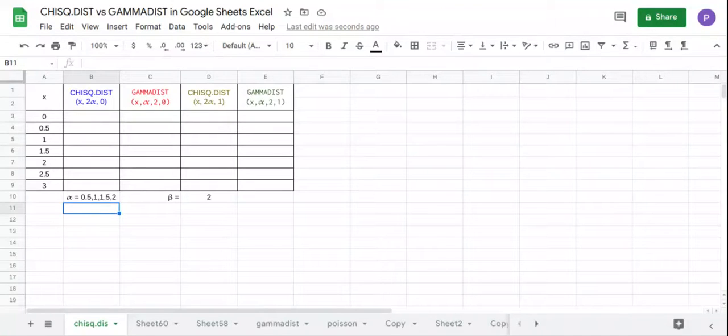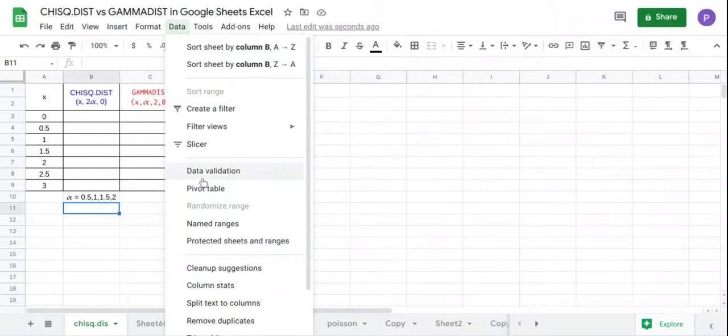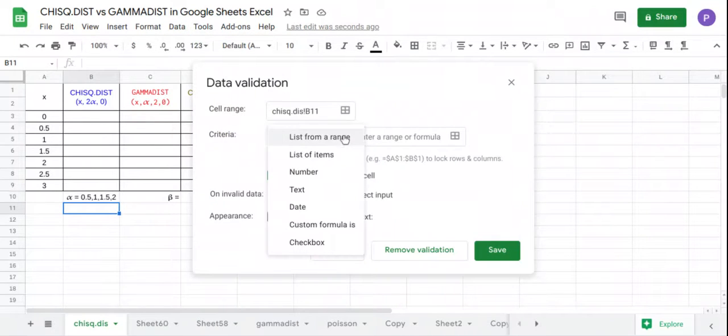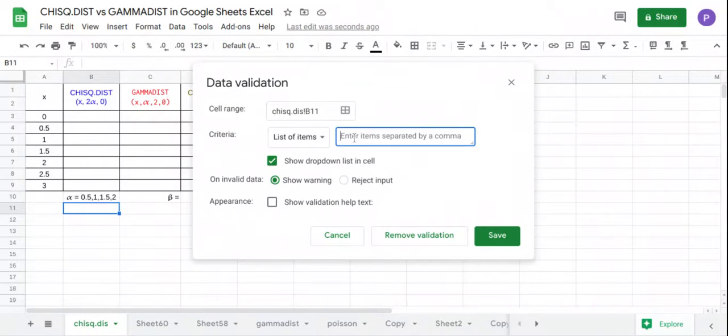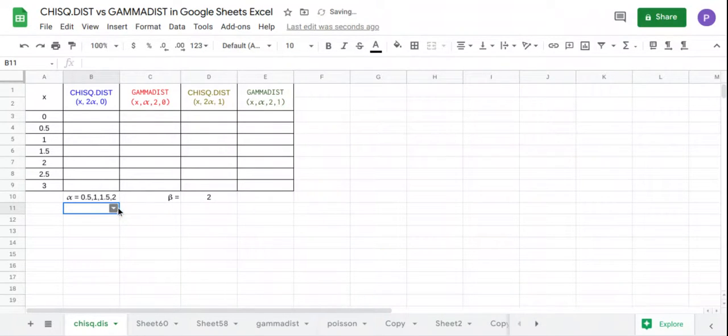In this video, we'll compare CHISQ.DIST and GAMMA.DIST. They are equal provided that the value of beta, or the rate, is equal to 2. And for the value of alpha, we will use data validation, a list of items, and our values for alpha will be 0.5, 1, 1.5, and 2. We can start with 0.5.